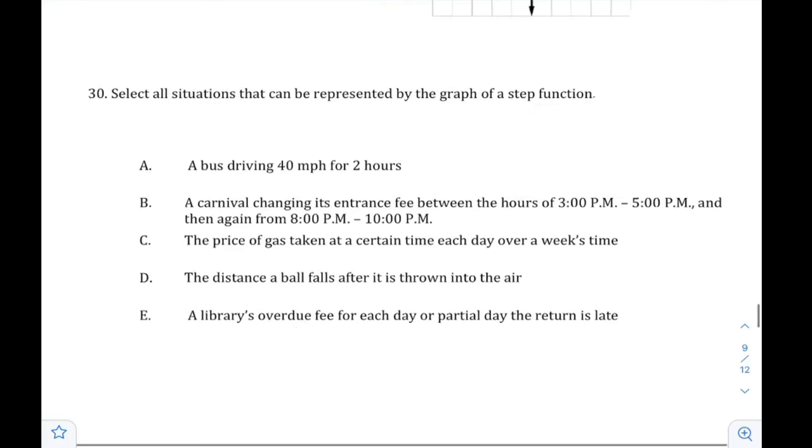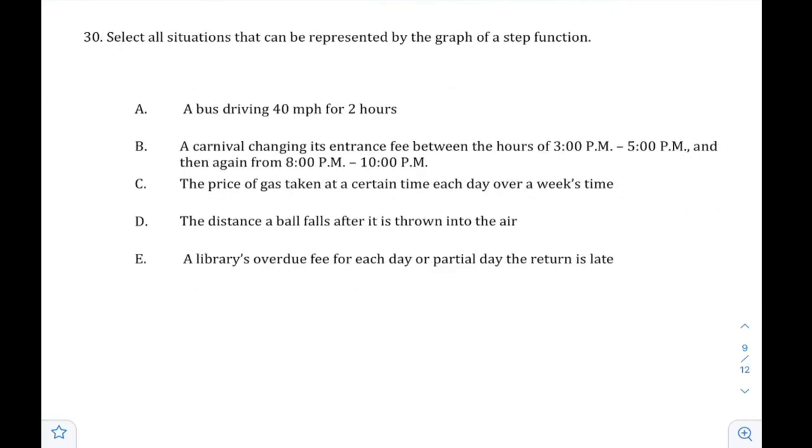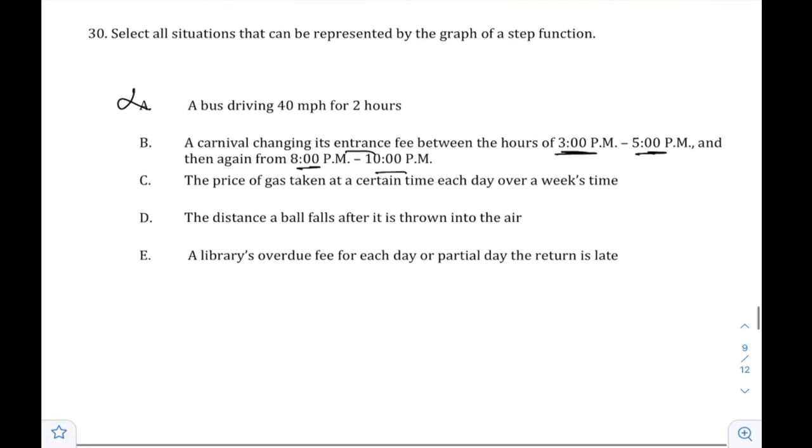Select all situations that represent the graph of a step function. A bus driving 40 miles for 2 hours, actually it is linear, not a step function. A carnival changing its entrance fee between the hours of 3 and 5, so it changes the fee, and then again from 8 to 10, so it has intervals. Yes, it is.